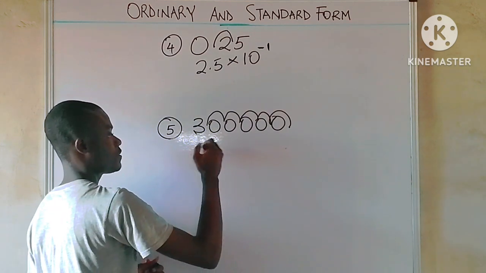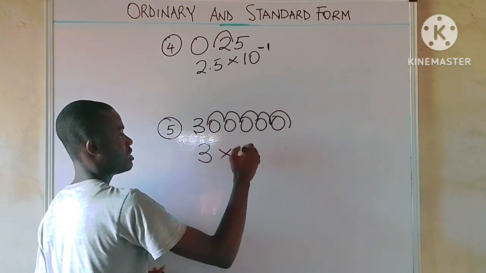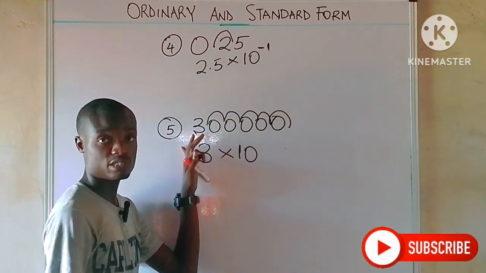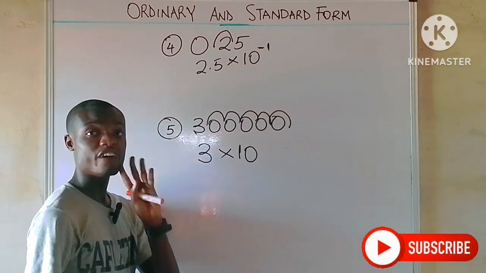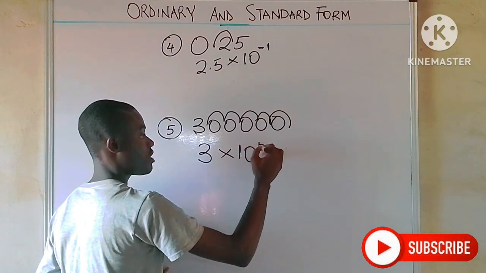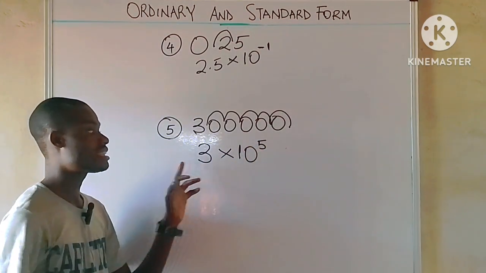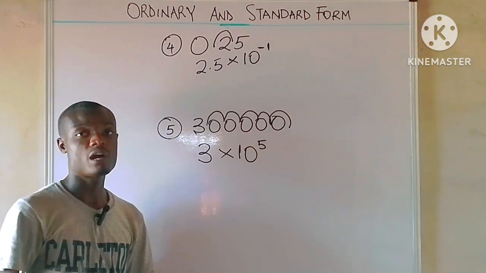So I write it as 3 times 10. Because I move from right to left, it will be a positive power. And secondly, I move 5 times, so this will be raised to the power of 5. So in standard form, 300,000 is 3 times 10 raised to the power of 5.